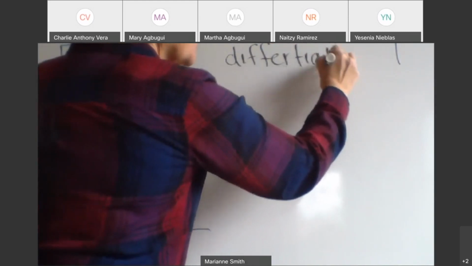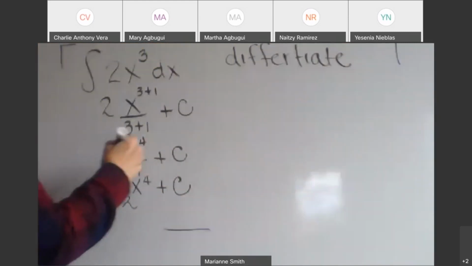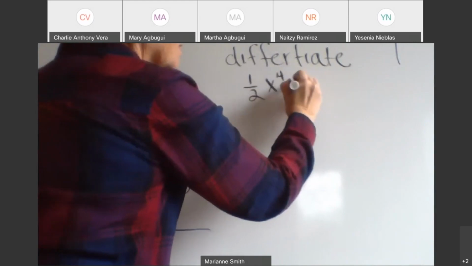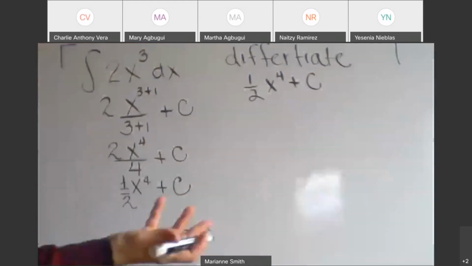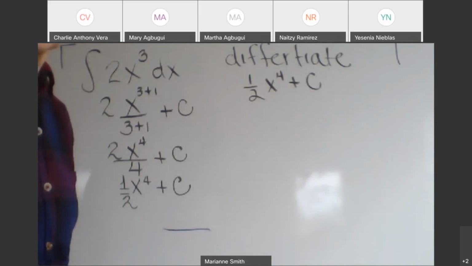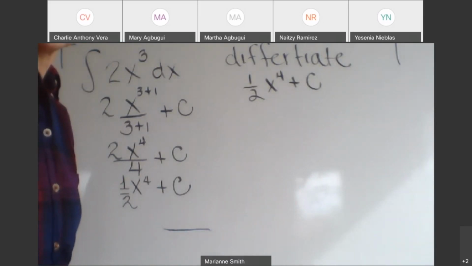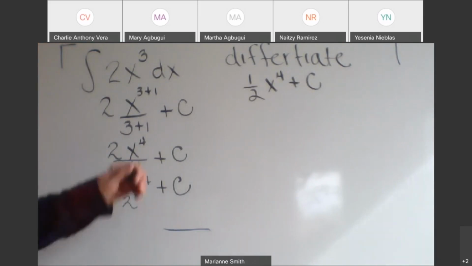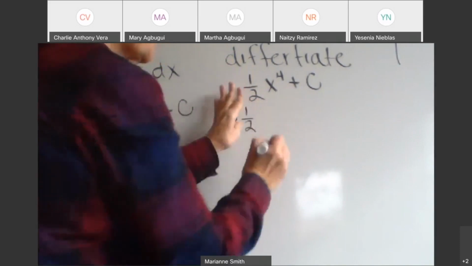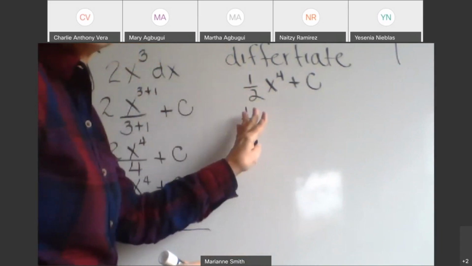And I'm going to differentiate this piece in here, which is 1/2 x to the 4th plus c. C is a constant, right? So I know the derivative of it is going to be 0 no matter what its value is. Okay, so we don't have to worry about that so much. But let's use the power rule for differentiation. I'm going to pull through the 1/2.